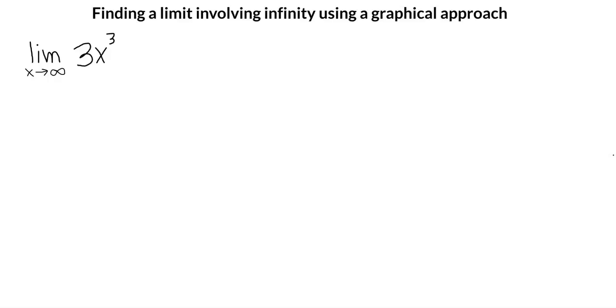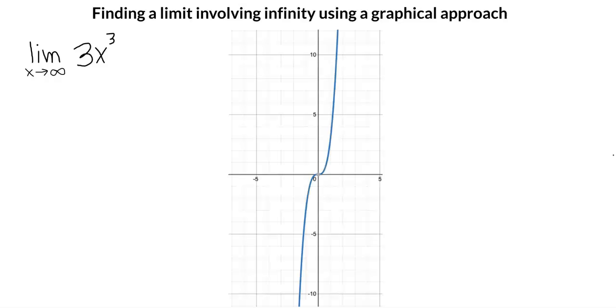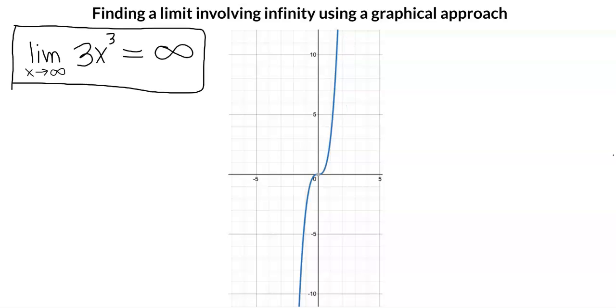First, let's graph the function f of x equals 3x cubed, or y equals 3x cubed. As x approaches positive infinity, what y value do we get closer and closer to? Based on this portion of the graph, it looks like the right side of the curve is going to continue increasing forever. So would the answer be infinity? That's right. The answer to this limit problem is infinity, since the y values increase without bound as the x values increase.